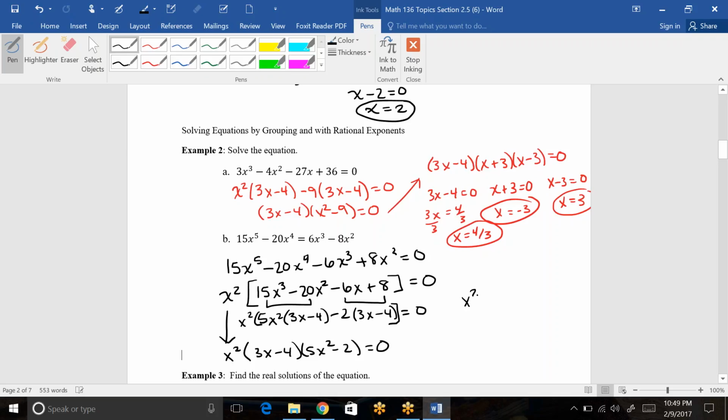So we set each of these equal to 0. x squared equal to 0, you take the square root of both sides. That'd be a plus or minus, but 0 is just going to be 0.